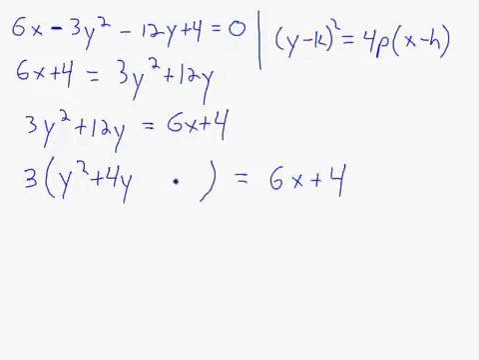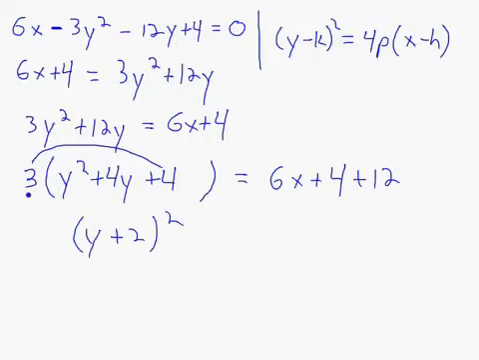Now I can complete the square on the expression inside the parentheses. The way I do that is I take half the coefficient of the y, which is 2. Let me write that down. Then I square the 2 and add it. But I'm not really adding 2 squared, which is 4, I'm really adding 3 times 4. So I've got to add the same thing to the other side. Then y squared plus 4y plus 4 factors to be y plus 2 quantity squared. Don't forget the 3. And don't forget to simplify the right side: 6x plus 4 plus 12 is 6x plus 16.